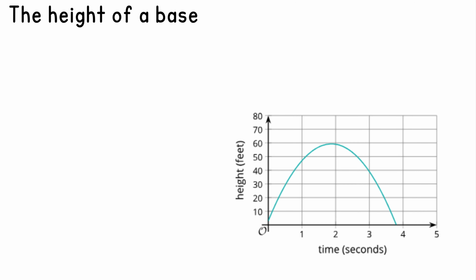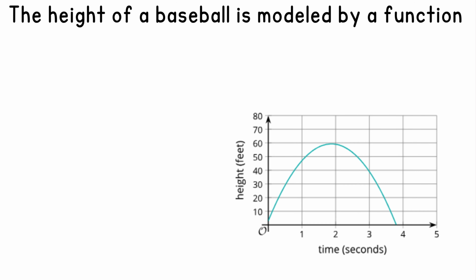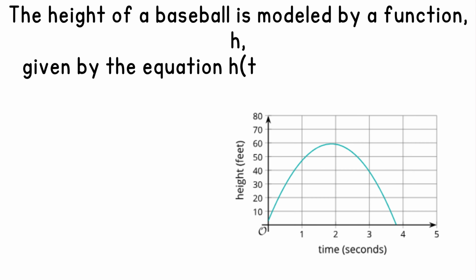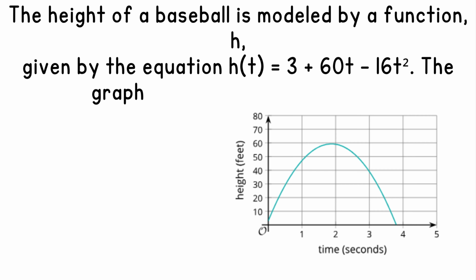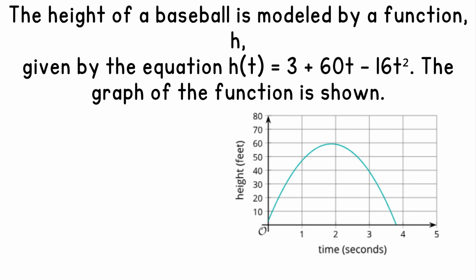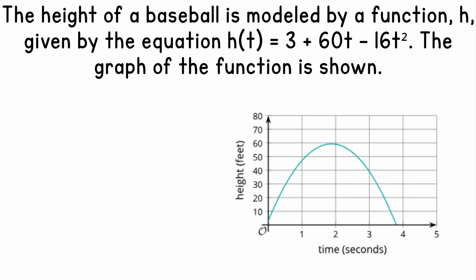Now let's look at another one. The height of a baseball is modeled by a function h given by the equation h of t is equal to 3 plus 60t minus 16t squared. The graph of the function is shown. So we can see the x-axis represents the time in seconds and the y-axis represents the height in feet.